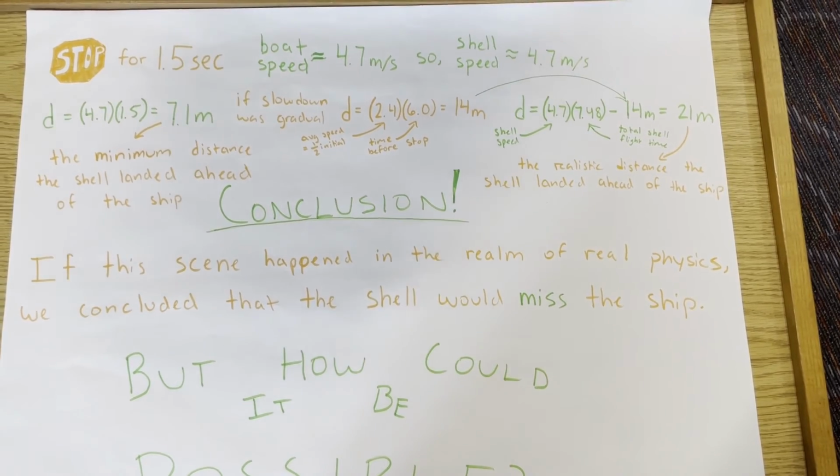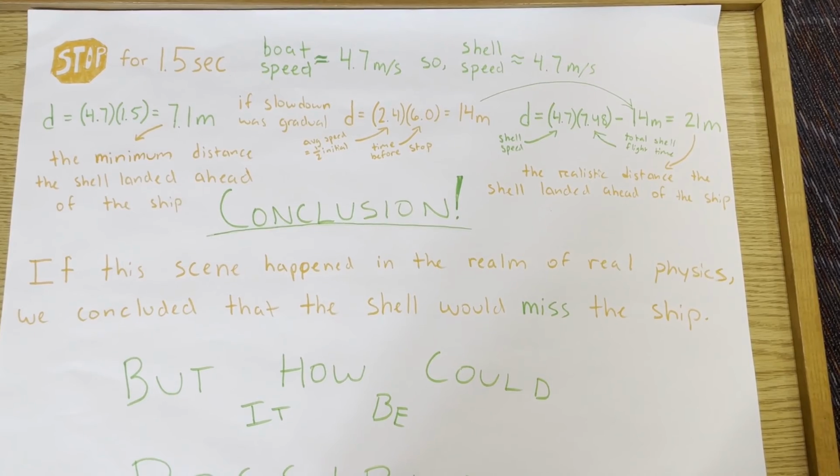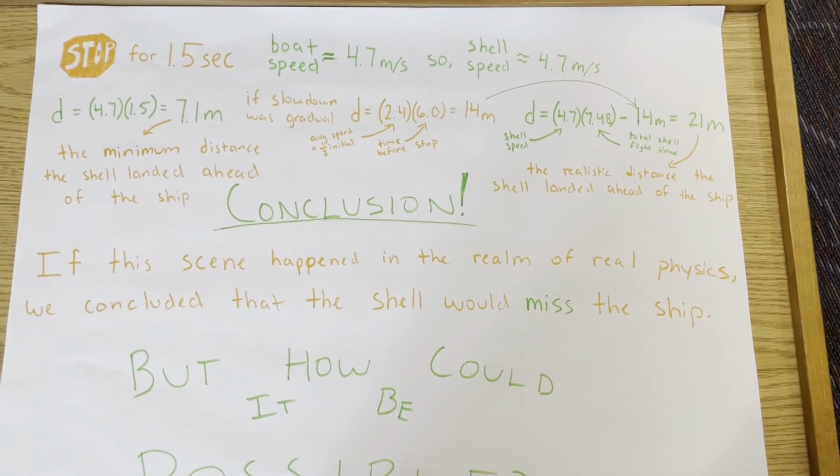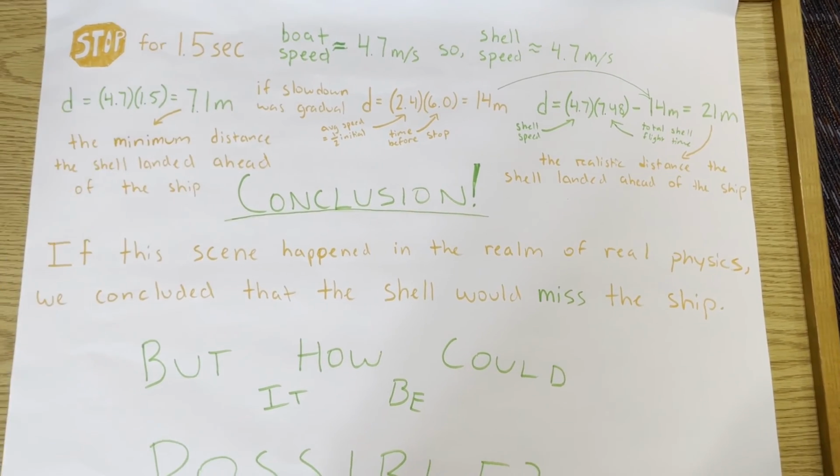is more realistic. And if you're looking at the minimum of 7.1 meters and the maximum of 21 meters, it would more than likely be much closer to the 21 meters because ships cannot stop abruptly. They have to slow down.